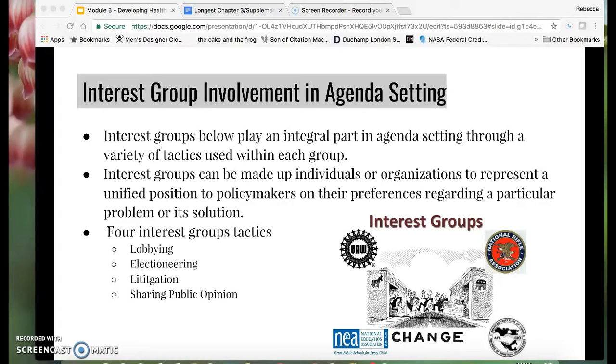The part of the presentation I'll be talking about is the interest groups' involvement in agenda setting. There are actually a lot of interest groups, and they play an integral part in agenda setting through a variety of tactics that are used in each group. Interest groups are made up of organizations or individuals who present a unified position to policymakers on their preferences regarding a particular problem or solution. The four interest group tactics I'm going to speak about are lobbying, electioneering, litigation, and sharing public opinion.